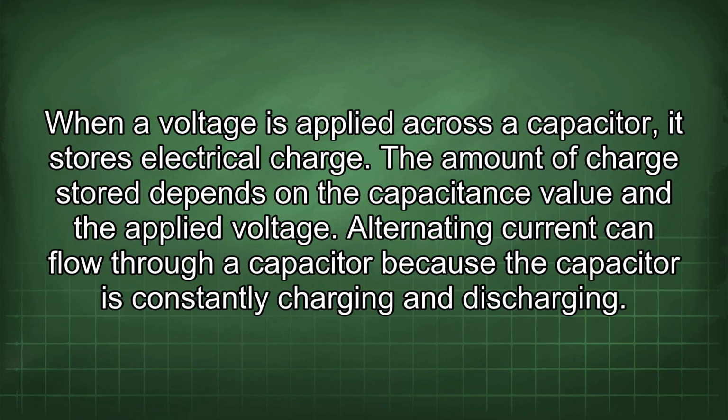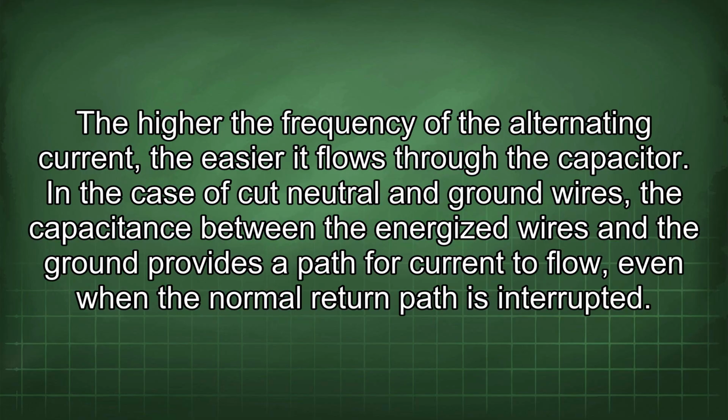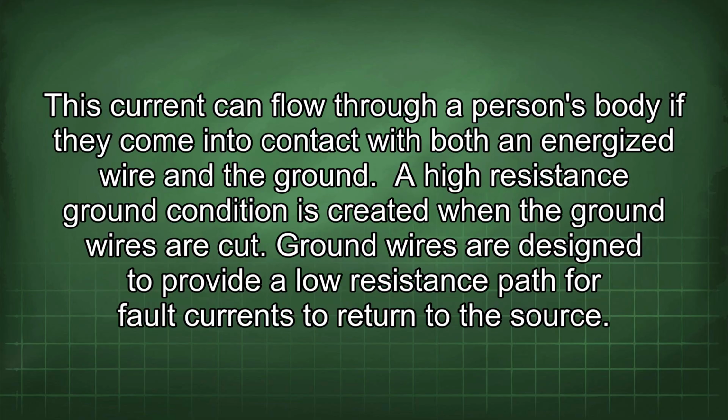Alternating current can flow through a capacitor because the capacitor is constantly charging and discharging. The higher the frequency of the alternating current, the easier it flows through the capacitor. In the case of cut neutral and ground wires, the capacitance between the energized wires and the ground provides a path for current to flow, even when the normal return path is interrupted. This current can flow through a person's body if they come into contact with both an energized wire and the ground.